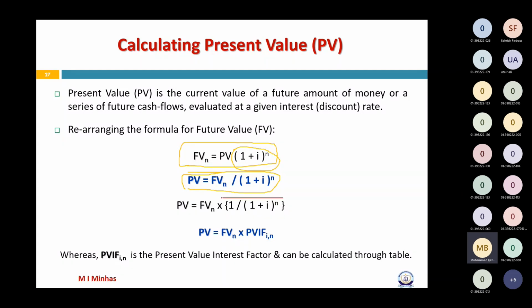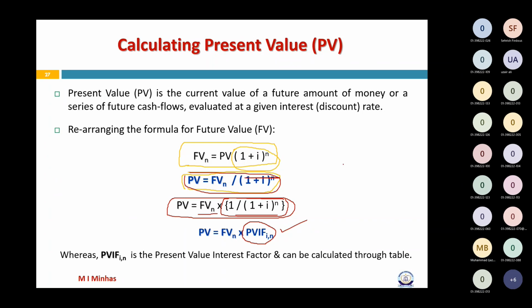Then we moved on, and we actually wrote the same equation in another form, and in that we said that present value is equal to future value multiplied by 1 divided by (1 plus I) raised to the power n. And I said that this term, 1 divided by (1 plus I) raised to the power n, is called the present value interest factor. This is what we have studied now. I hope it is clear.